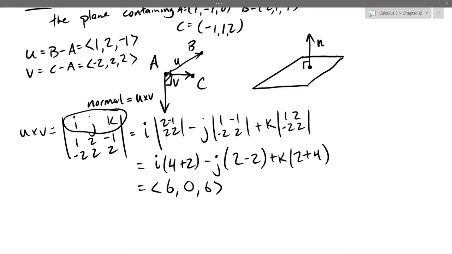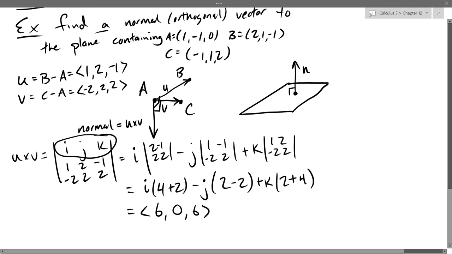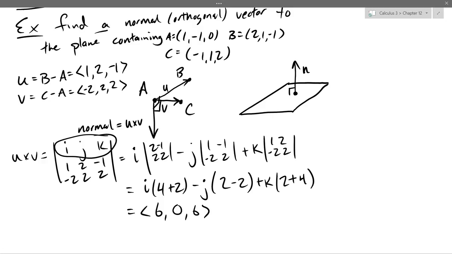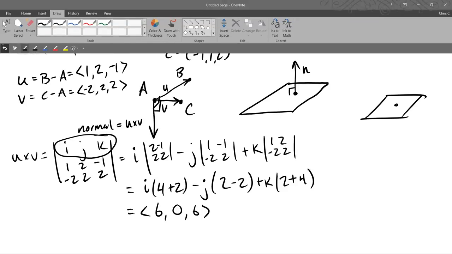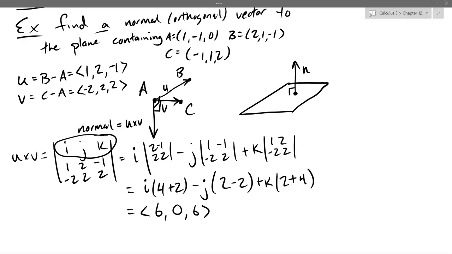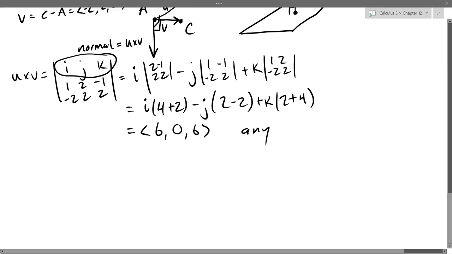All right, so why did I say in the problem, find a normal vector to the plane? There's infinite. I can multiply this by any number that's not zero, positive or negative. Zero is bad because here's what a length zero normal looks like. It doesn't give you any information about direction. So you can't use a length zero. You're not going anywhere. So I'll say any non-zero scalar multiple is a normal vector to this plane.